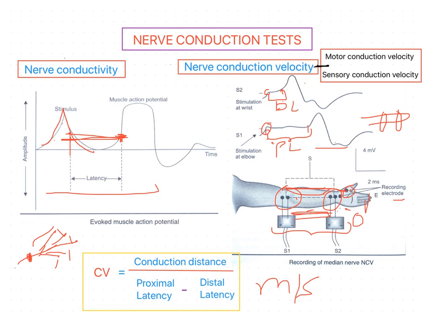Normal sensory NCV ranges between 45 to 75 meters per second. The amplitude measured with surface electrodes may be 10 to 60 microvolts, and the duration is very short, less than 2 milliseconds. This is all about nerve conduction velocity, which includes motor conduction velocity and sensory conduction velocity.